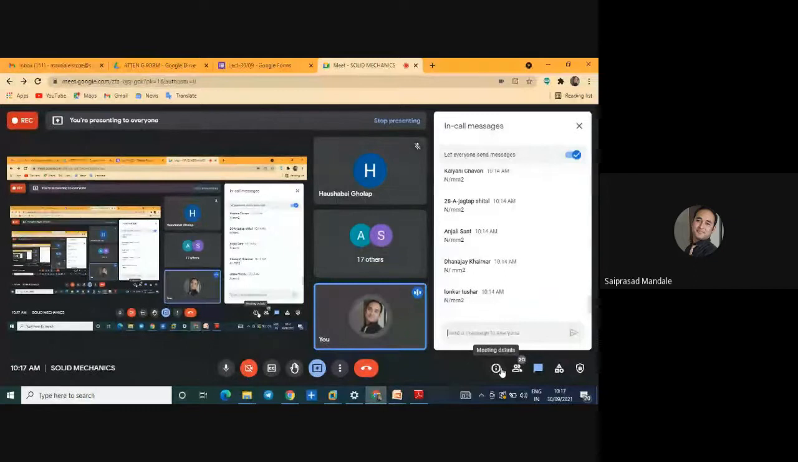Y is the distance. It is the distance between any layer and the neutral axis. The distance between the neutral axis and any layer is called Y. So this is one layer, and this is the Y. This is the neutral axis. So the distance between the neutral axis and this layer is called Y.